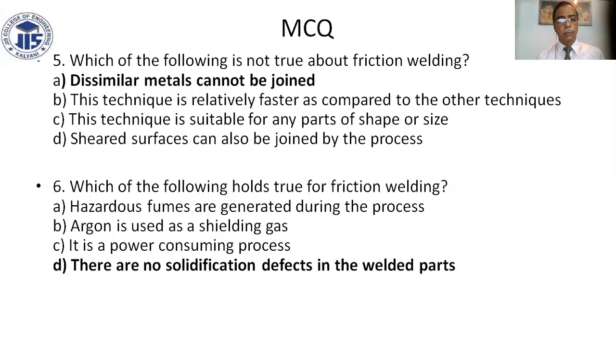Sixth question: which of the following holds true for friction welding? A, gas fumes are generated during the process. B, argon is used as a sealing gas. C, it is a power consuming process. D, there are no solidification defects in the welded parts. A is not correct. B is also not correct because sealing gas is not used. C, it is a power consuming process, is also not correct. Fumes are not coming from this process. So there are no solidification defects in the welded parts, and D is the correct answer.